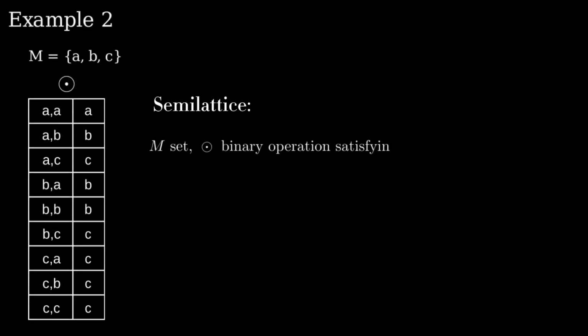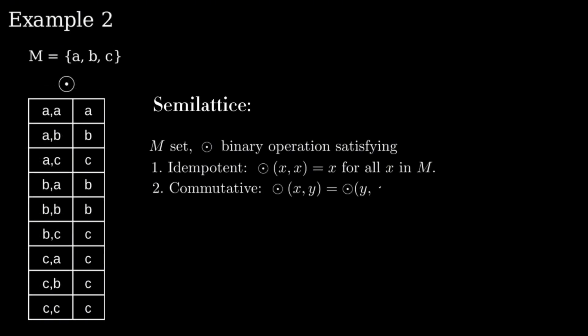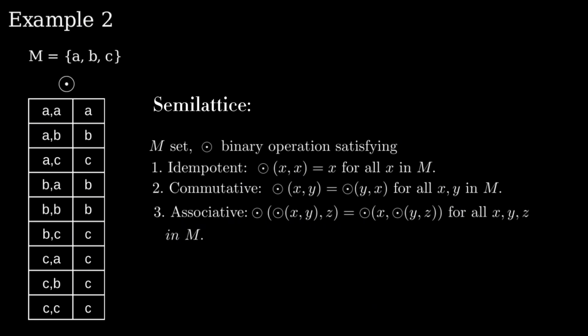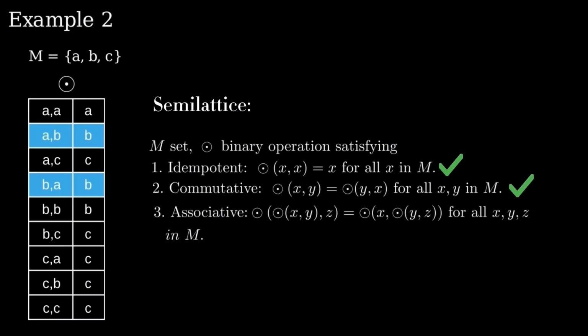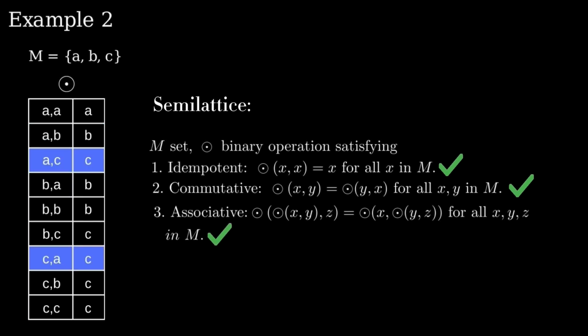Semilattices can have any positive number of elements. To illustrate this point, another small example with 3 elements is given. This time, our set M contains elements A, B, and C, and the binary operation has the following function table. To see if it is a semilattice, all we need to do is check the definition. Since the requirements in the definition are satisfied, we have another semilattice.